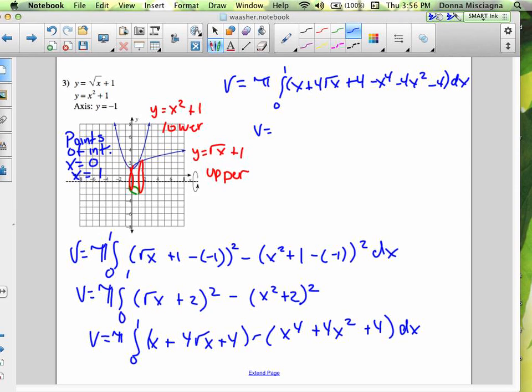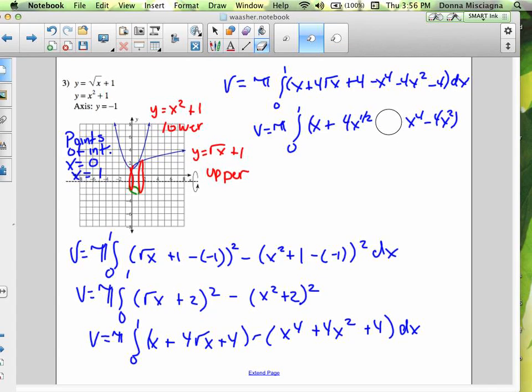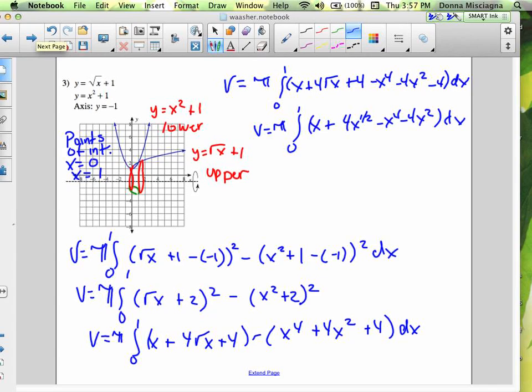So volume is going to be pi from 0 to 1, x plus 4 square roots. Let me rewrite that: 4 times x to the 1/2. Well, I may have to do this as 2 separate podcasts, but the next one's going to be pretty short. Minus x to the 4th, and then minus 4x squared. Oops, darn it, I wrote one of the 4's in. Minus x to the 4th minus 4x squared dx. Right? I should have only 4 terms, and that's what I have.